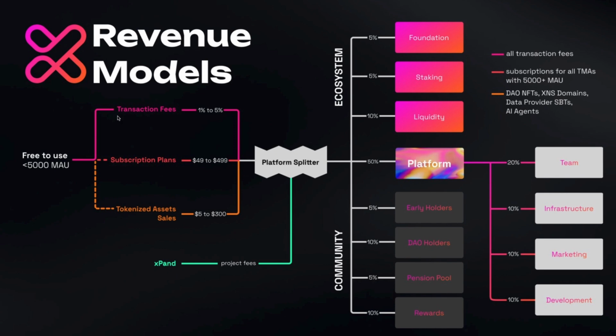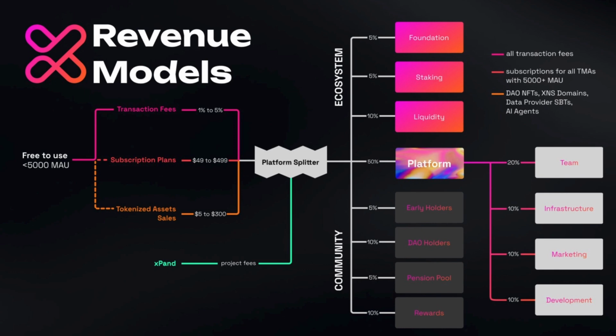Subscription plans: we offer subscription plans for premium features, such as access to Xircus Studio products. And these plans range from $49 to $499, likely on a monthly or annual basis, and are available once we reach 5,000 monthly active users. And we have the tokenized asset sales. What are these exactly? So we also earn revenue by selling pieces like NFTs, Telegram stickers, or RWAs, with prices ranging from $5 to $300, as you can see.